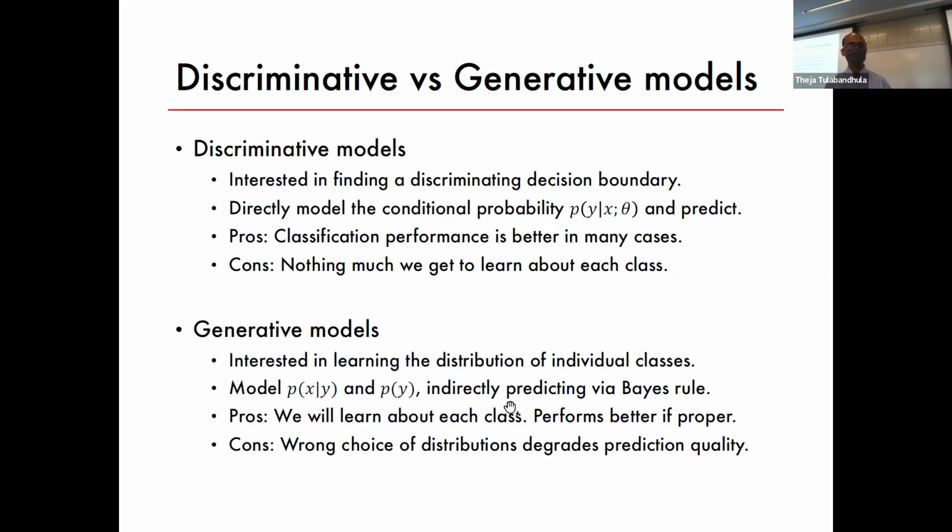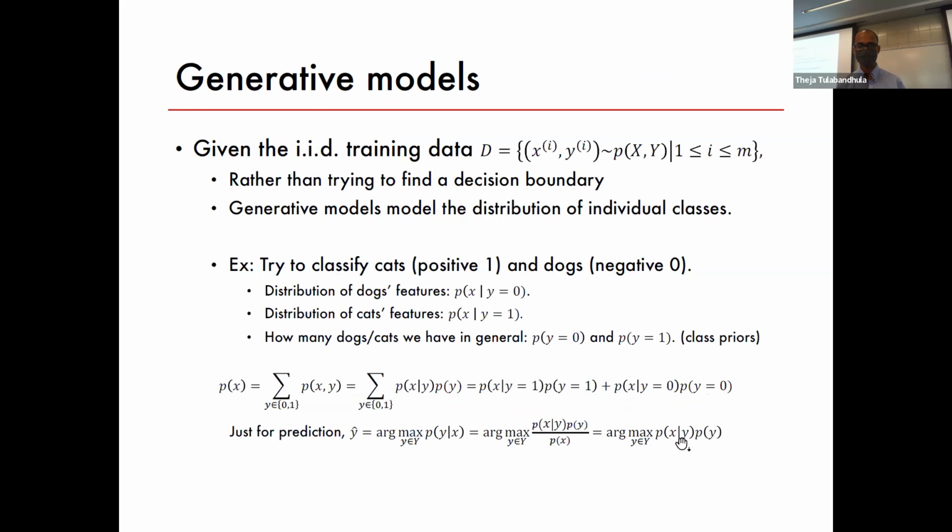Whereas with generative models, we are interested in learning the joint distribution, which is the same as learning the distribution of individual classes. Which is the same as saying I want to learn the conditional probability of x given y, and the probability of y, which is just the class proportions basically. And then our prediction is via Bayes rule. We are using the word Bayes rule here, but our prediction is based on what we saw in the previous slide: the class conditional probability of the features times the marginal. And that turns out to be Bayes rule as well.